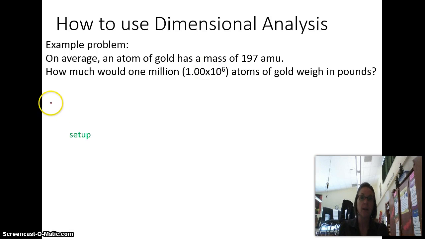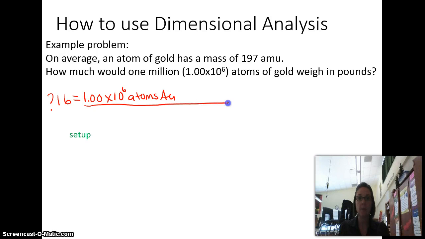So the first thing we would do is called the setup, and that's what baby step 5 was teaching you. We can start this problem by saying, I'm trying to find, so question mark, the weight in pounds, and the abbreviation for pounds is LB. So what is the weight in pounds? Then put our equal sign, and we're given this amount of 1 million, or 1.00 times 10 to the 6th atoms of gold. This part right here, where we just took the word problem and turned it into a question mark, an equal sign, and the given amount, is called the setup.